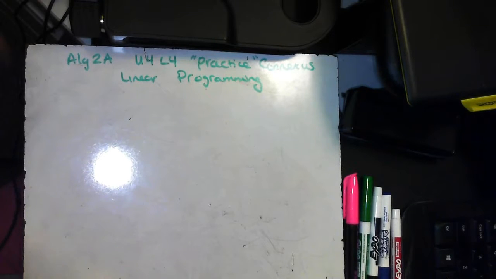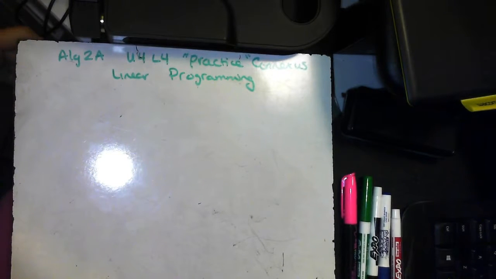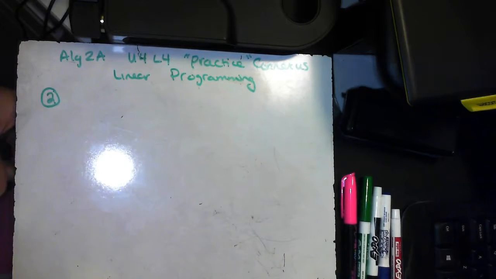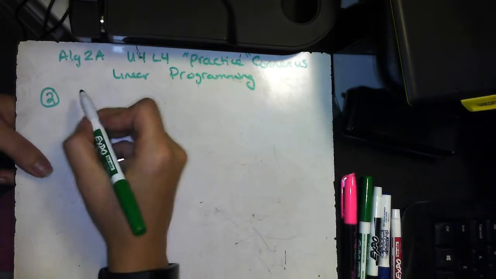There's a long way and there's a short way. So kind of like everything in life, there's a long way to do it and a short way to do it, and each kind of has its pros and cons. So let's take a look at number 2.